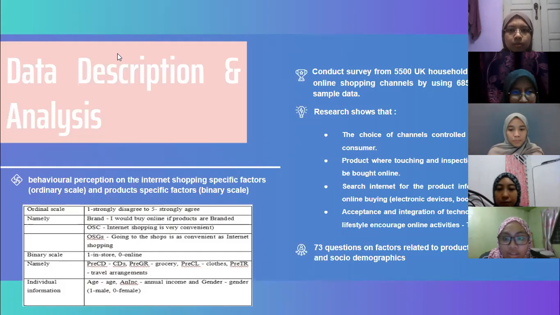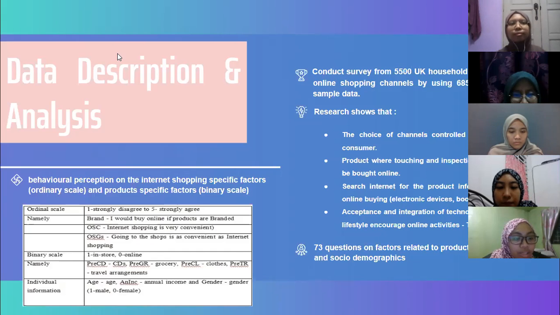Additionally, the research also shows that acceptance and integration of technology in one's habits and lifestyle encourage online activities, as suggested by TAM. In total, there are 73 questions on factors related to product, online shopping, and socio-demographics. These are the questions related to behavioral perception on internet shopping-specific factors in ordinal scale and product-specific factors in binary scale.